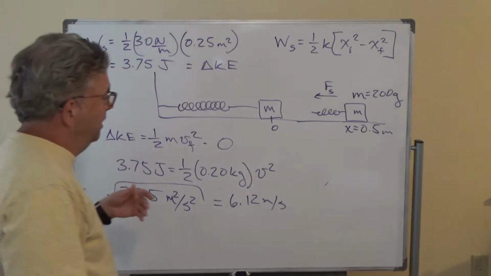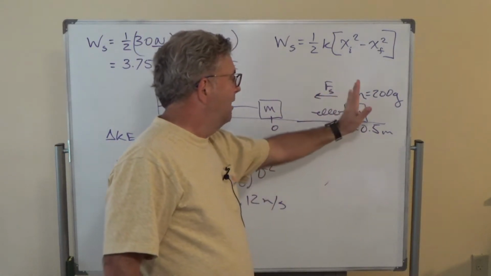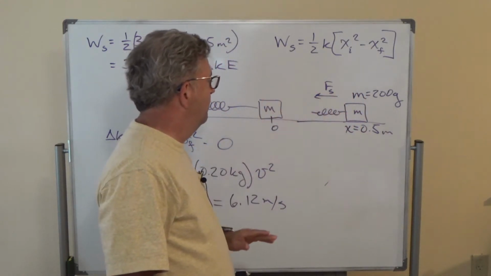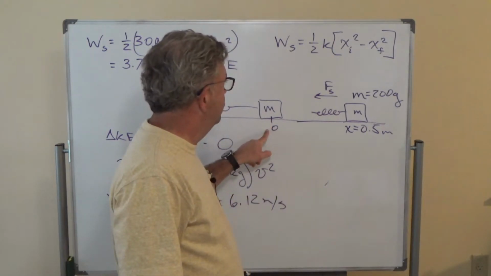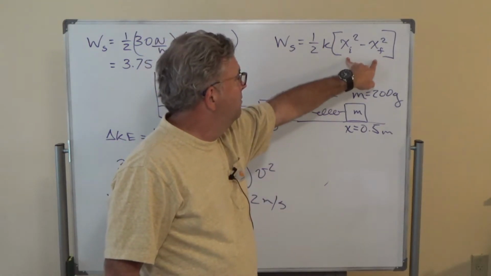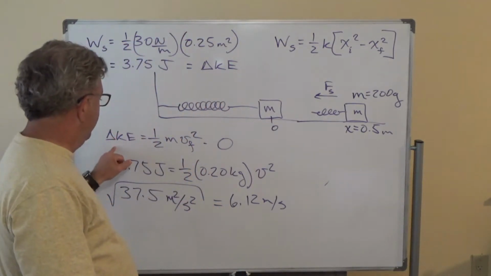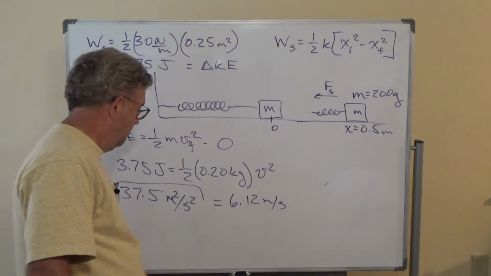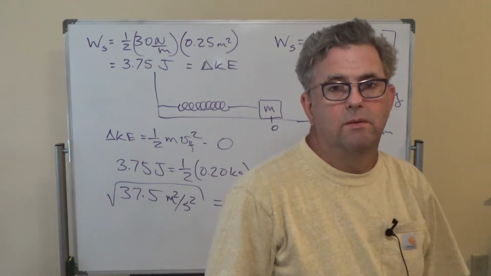The idea I want you to get is that now, when we look at this second case, we release the mass and the spring's doing a positive amount of work. It started out at 0.5, it ends at 0. That gives you a positive number here, and you relate that to delta KE, and you can calculate the velocity.